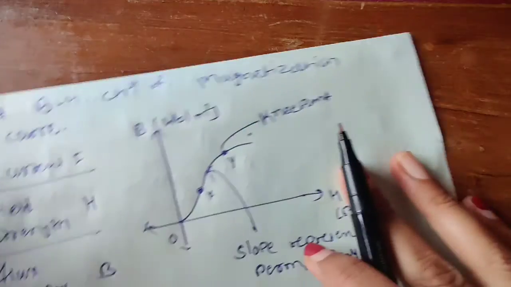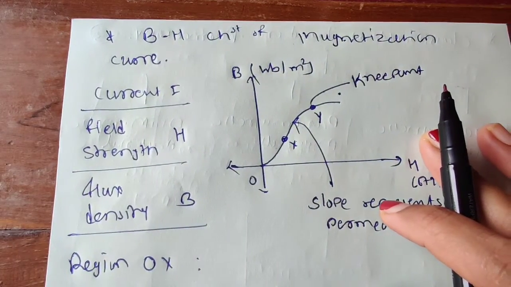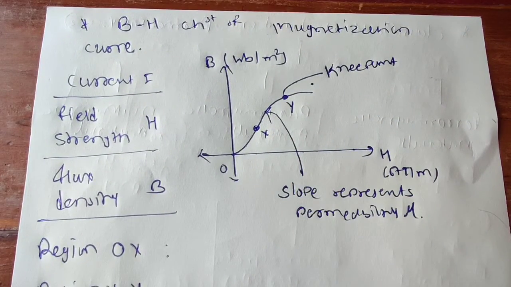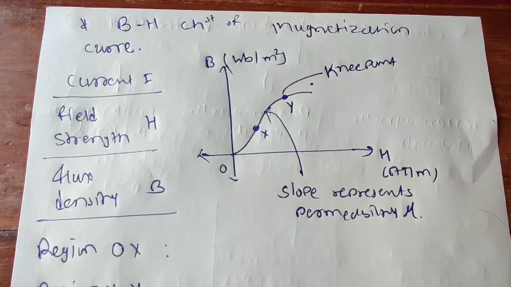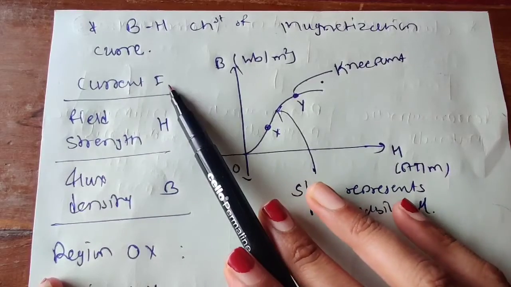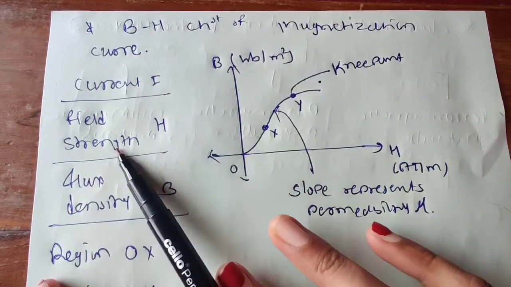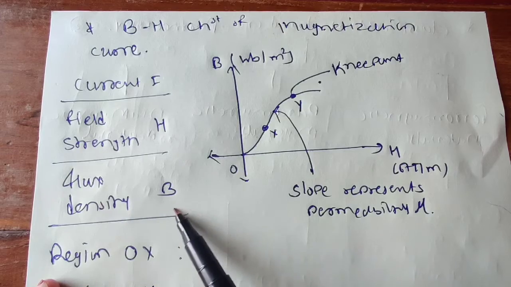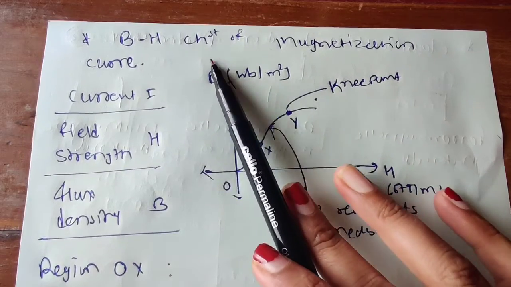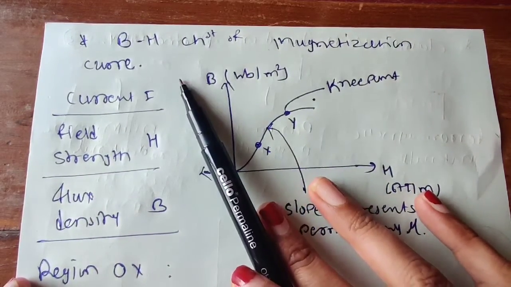Now we need to know the basic characteristic of magnetization. The BH characteristic is a measure to look at the characteristic of a given magnetic material. Now current you can represent by I, magnetic field strength you can represent by H, and flux density you can represent by B. Here the BH curve, or BH characteristic of magnetization curve, we need to study.